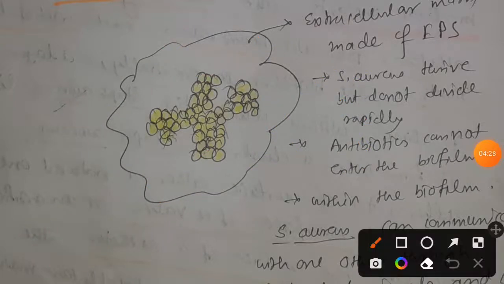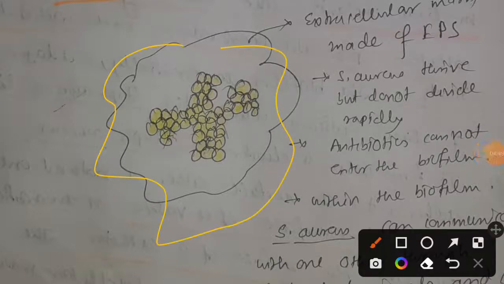Inside the biofilm they can swap their genetic material. Not only that, they can also communicate between themselves via biochemical signaling. Inside the biofilm they will not divide, they just thrive, and antibiotics cannot do anything to them when they are within the biofilm. That is why treating biofilm infection is very difficult, and it often requires removal of the surface where the biofilm has developed. So that is the concept of biofilm.